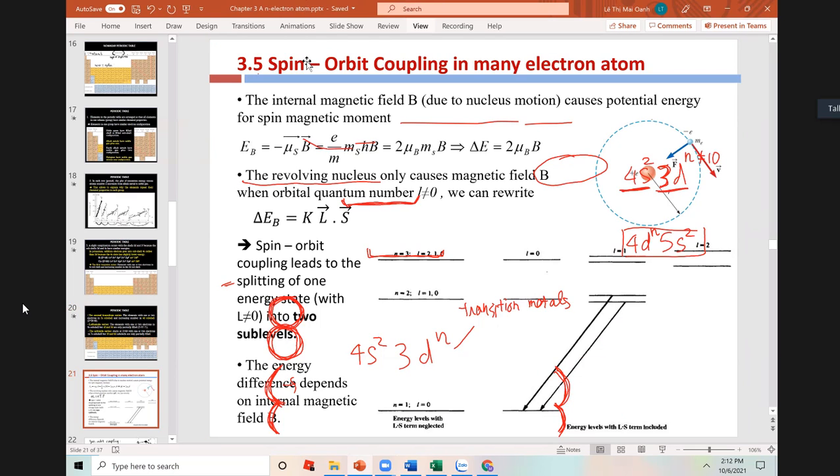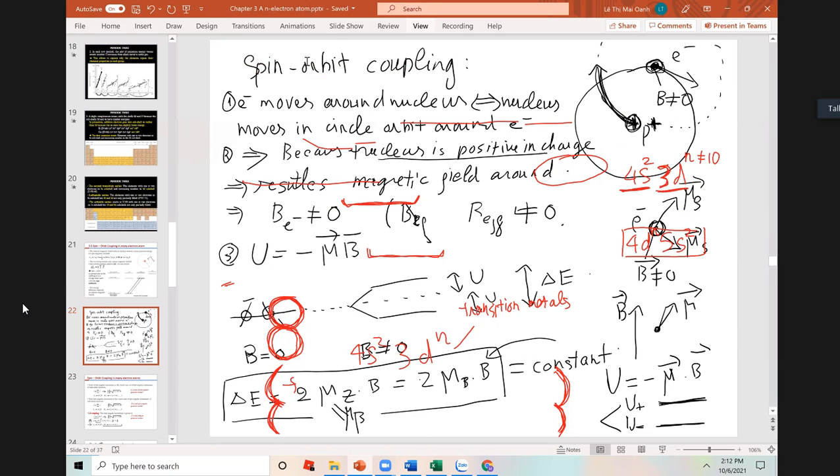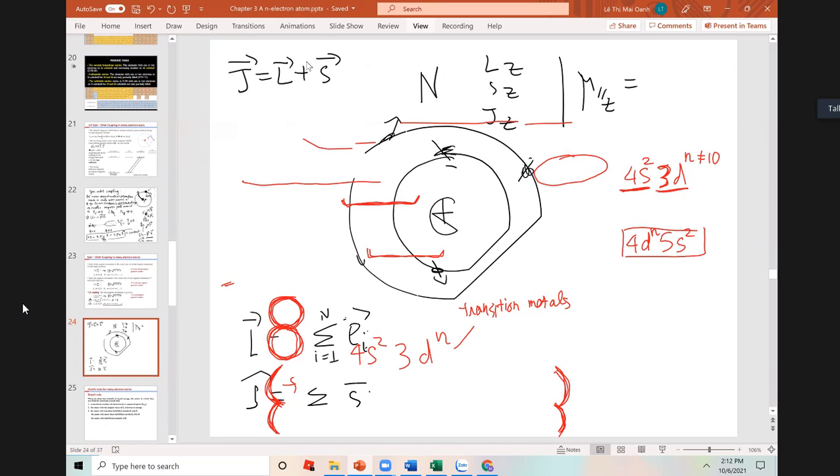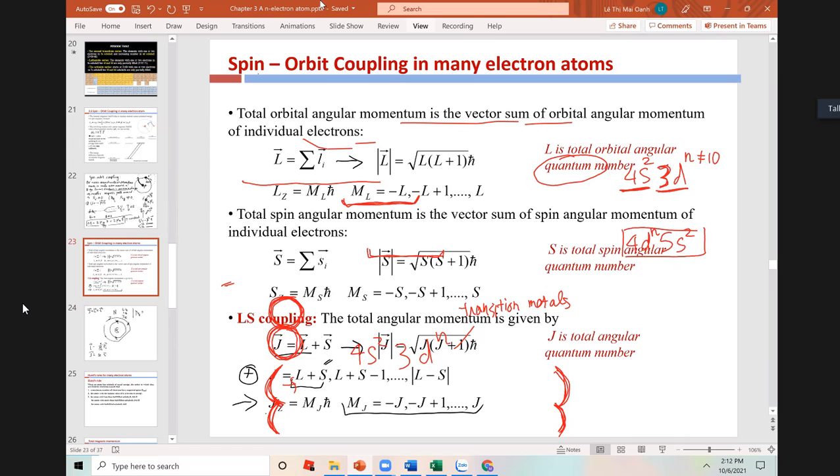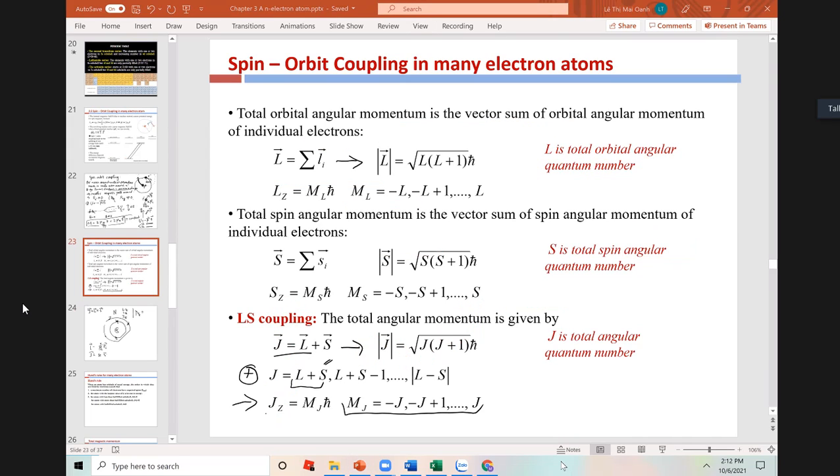And spin orbit coupling in many-electron atoms, I already stated for you, and something relating to spin orbit coupling. You can see here for the periodic table. Do you have any question here?